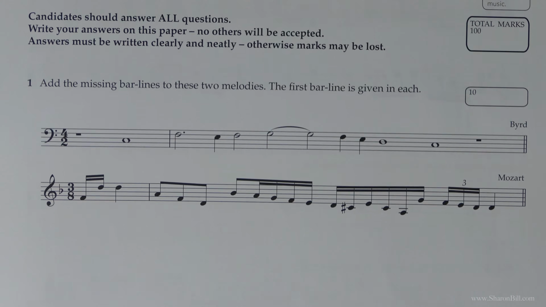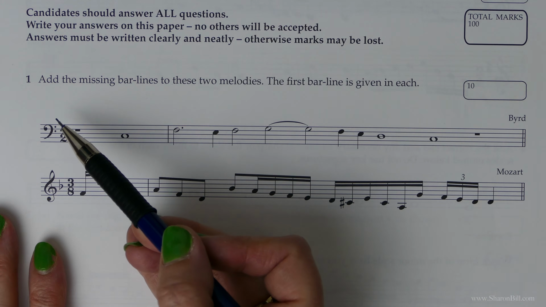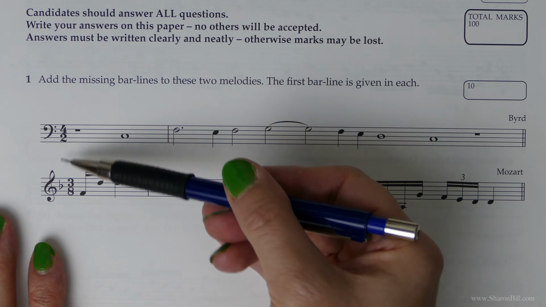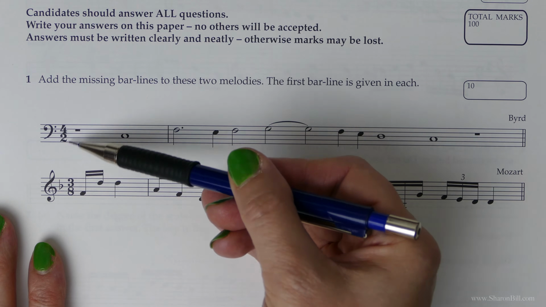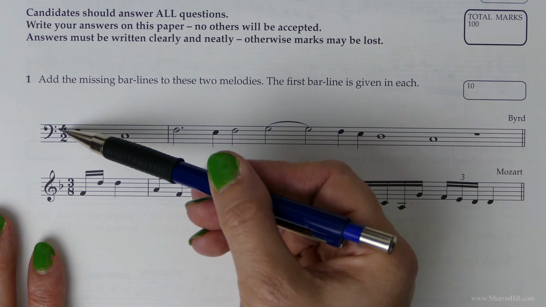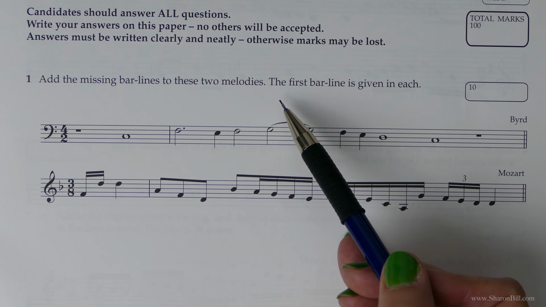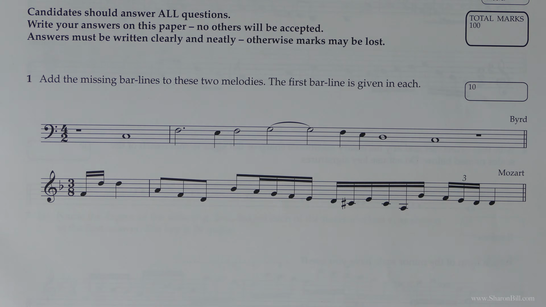So question 1 asks us to add missing bar lines to these two melodies. So there are two melodies with separate time signatures, so don't be tricked into continuing with the old time signature for the next exercise. And very generously, the first bar line has been given in each.